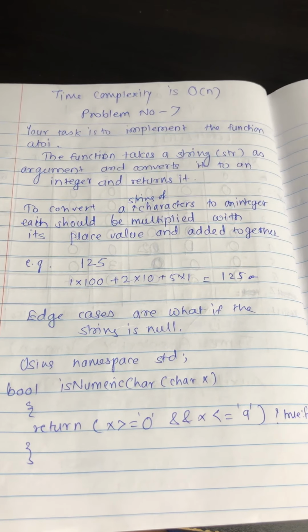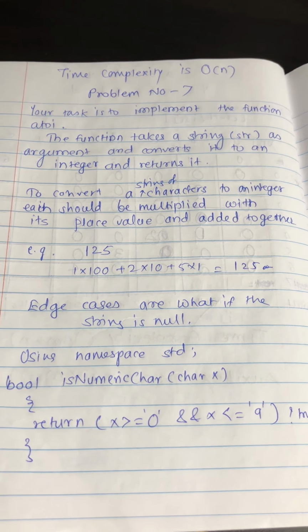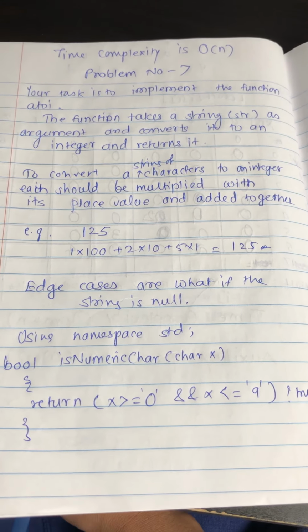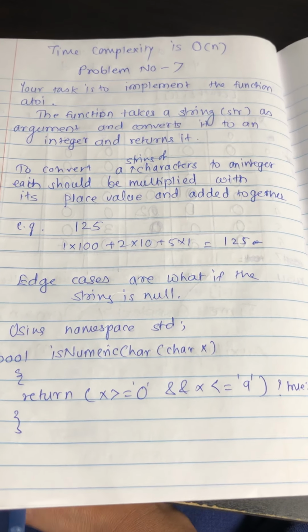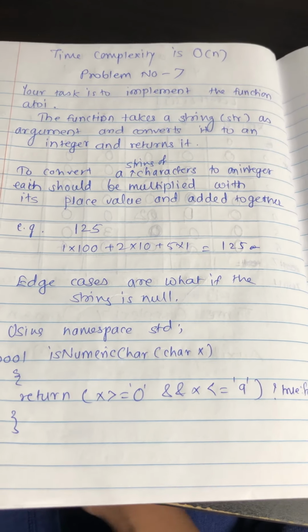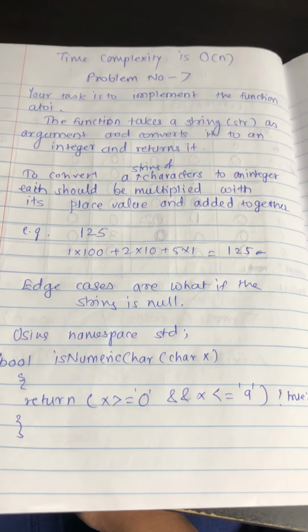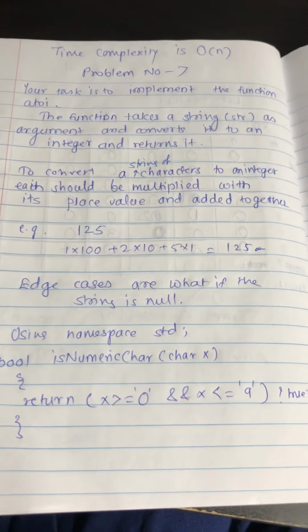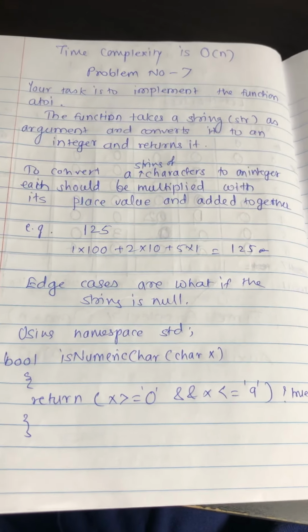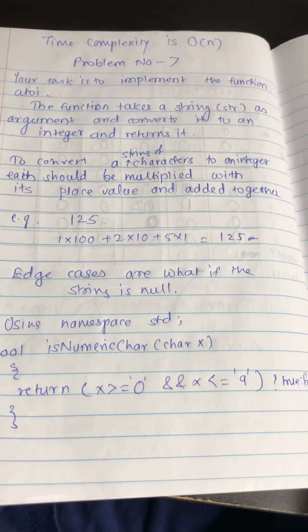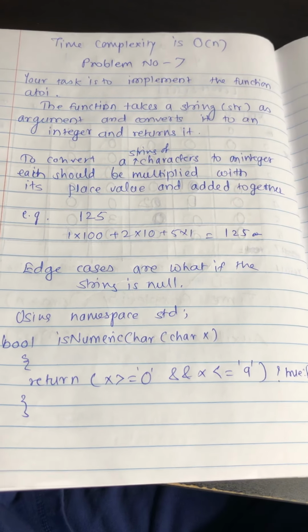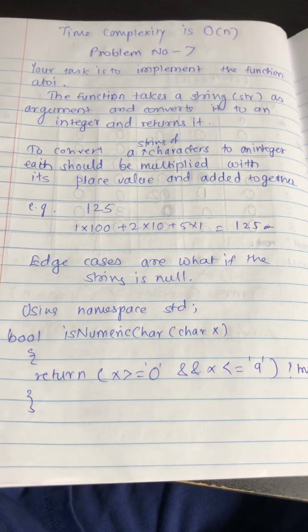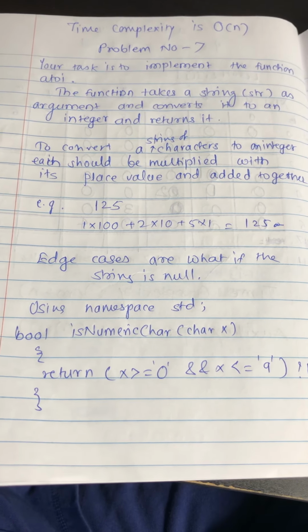To convert a string of characters to an integer, each character of that string should be multiplied with its place value and added together to get the resulting integer. The edge cases of this problem are: what if the string is null? That is one edge case we will have to check. If the string is null, we will not convert it.